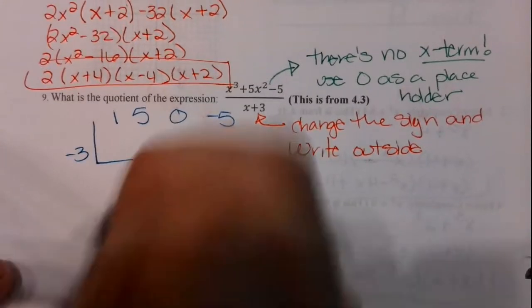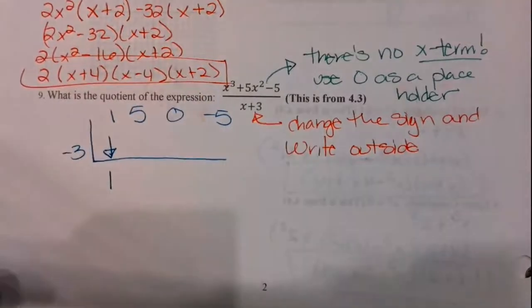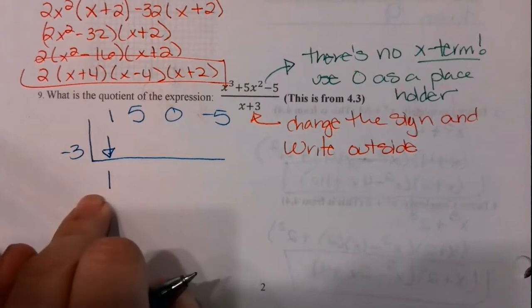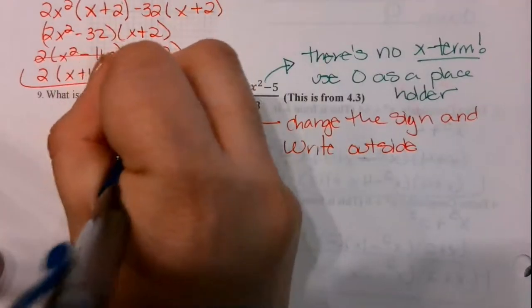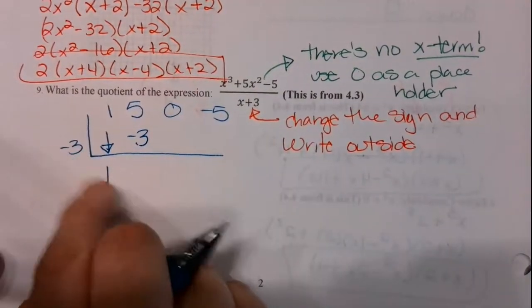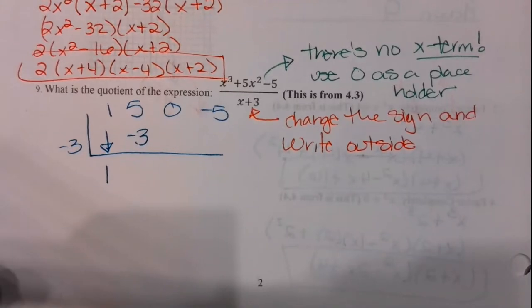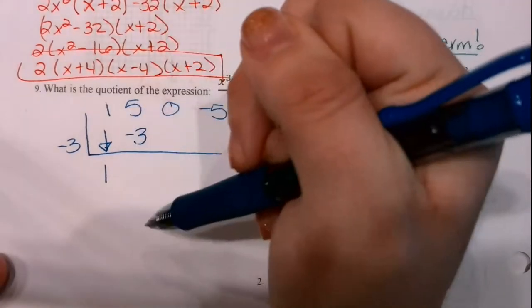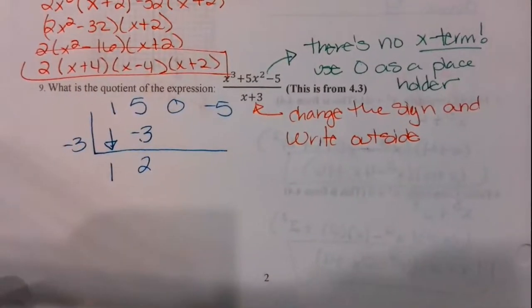Then what I do is my first number always goes down. So I'm going to have just a 1. To get this number, I take the outside number and the bottom number and I multiply. So negative 3 times 1 is negative 3. I always multiply these two numbers. I never multiply this number and that number. That's not something I want to do. I noticed that mistake a lot on the quiz. So then, I always add down. So 5 minus 3 is 2.